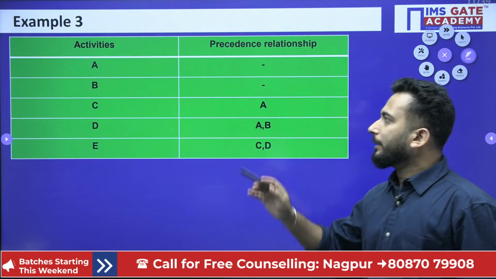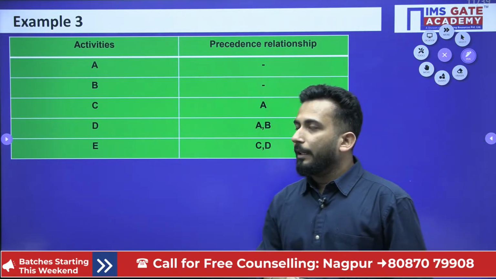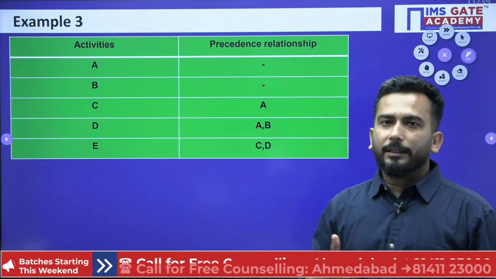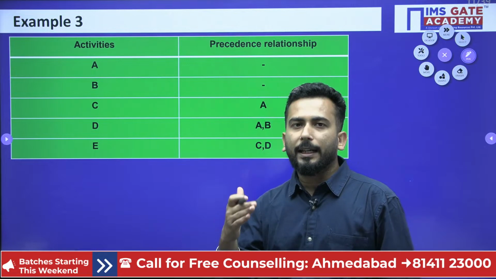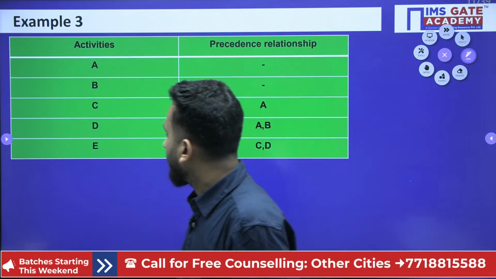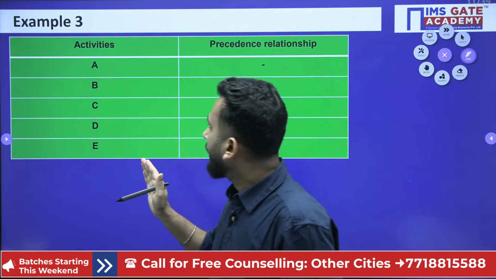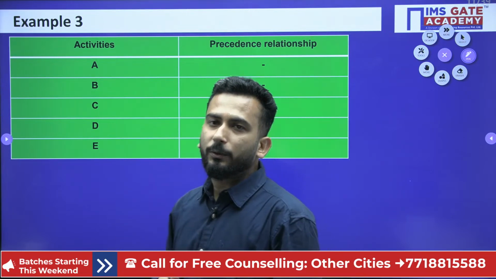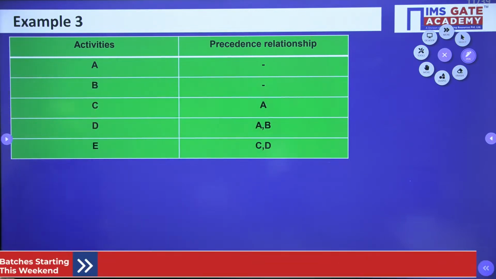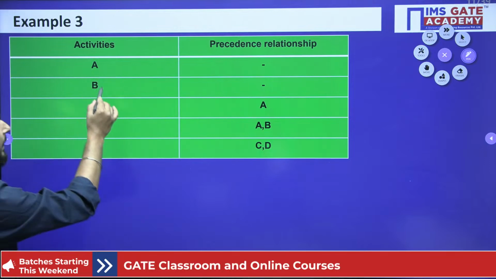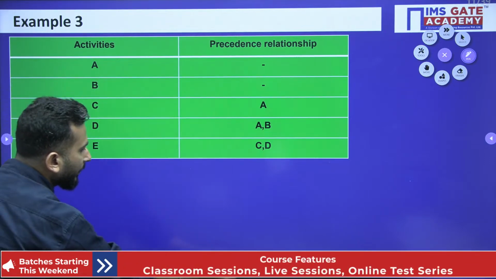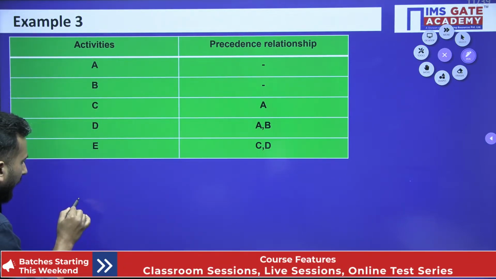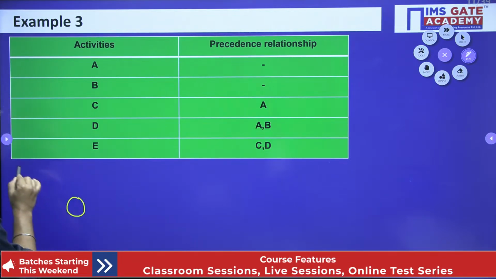Now, my dear friends, we are taking example 3, and you will feel that this is a slightly higher level problem compared to the previous one. How to draw the network diagram in this question? First, activities A, B are there and the precedence relationship is nothing. So, let me draw; I am using activity on arrow.